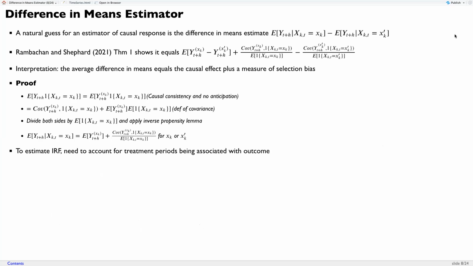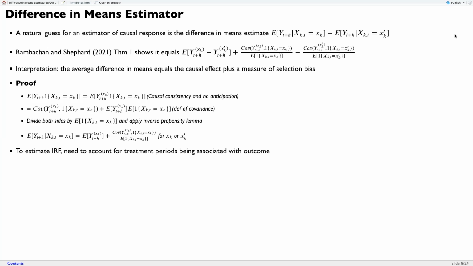So one thing that you might want to do is the difference in means estimator. It's a classic. You might think, so what is the difference between raising the Fed funds rate or not? Take the difference in averages between whether they raised the Fed funds rate or didn't. So conditional on that x_{t,k}.